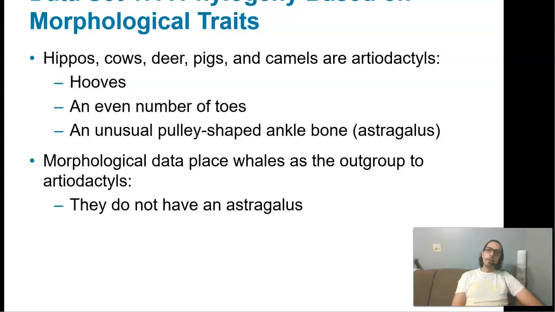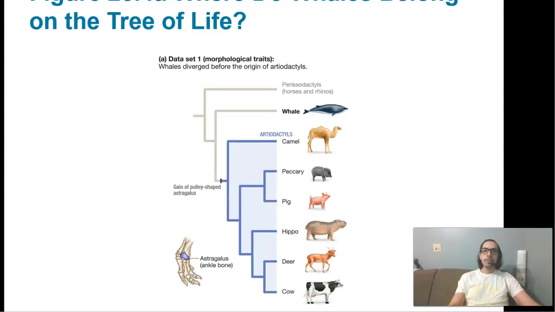Artiodactyls have hooves and an even number of toes, and they also have an unusual pulley-shaped ankle bone that's called the astragalus. So looking at morphological data, this places whales as the outgroup to Artiodactyls because they don't have the astragalus. So they don't have ankles at all. So this would be using the morphological traits. So data set one.